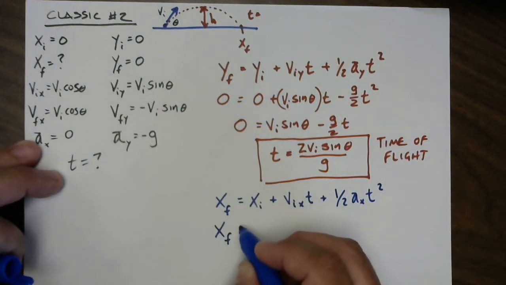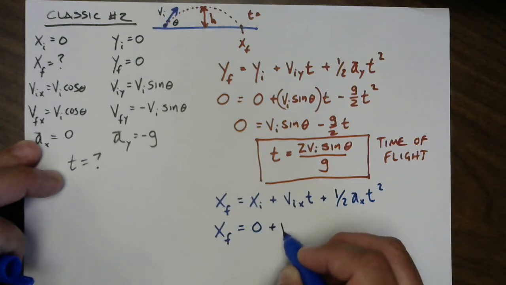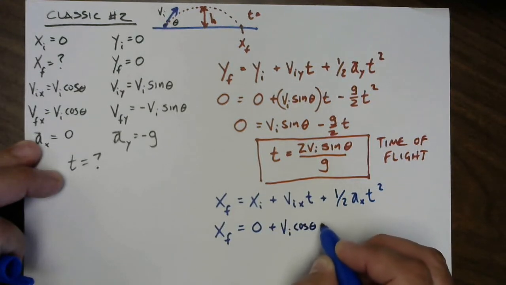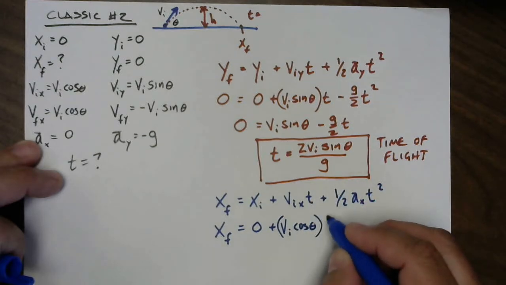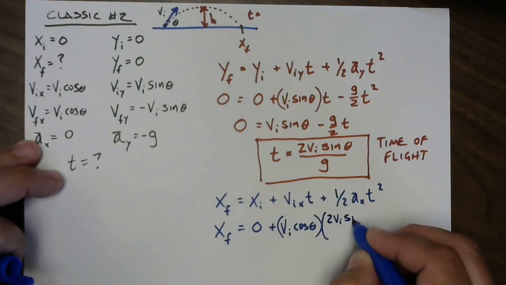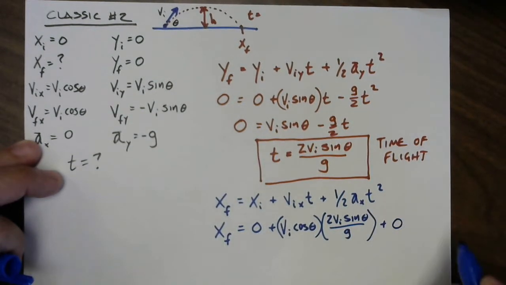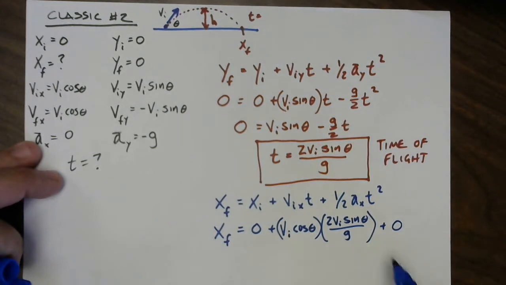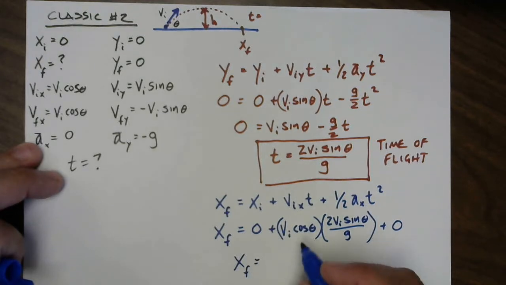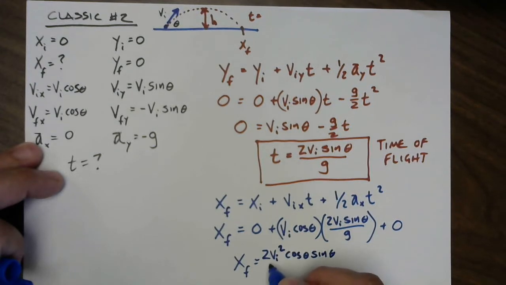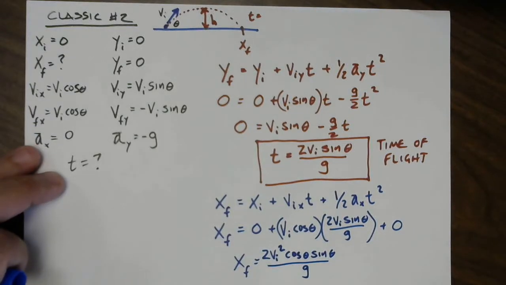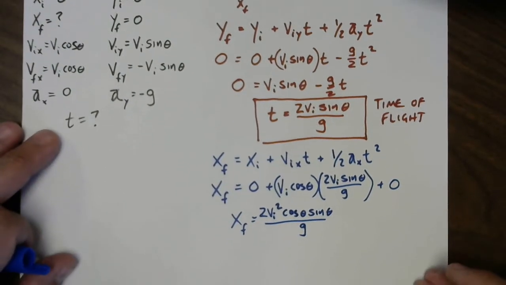xf, which is going to be the maximum distance, is going to be 0 plus vi cosine theta times t, but we have t up here as 2 vi sine theta over g, and this last term is going to be 0 because ax is 0. It kills the entire last term. So it looks like the range of this projectile is going to be 2 vi squared cos theta sine theta over g, which is a perfectly valid equation, but it's not quite as elegant as it could be.